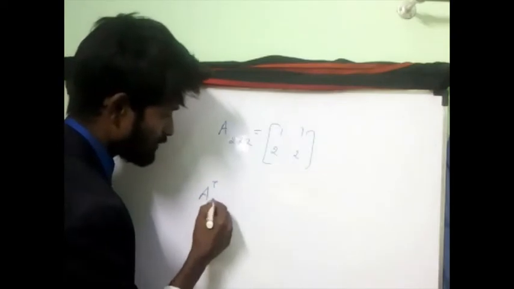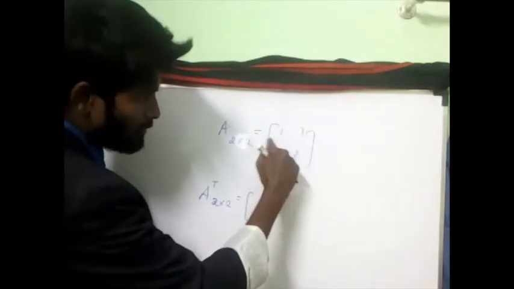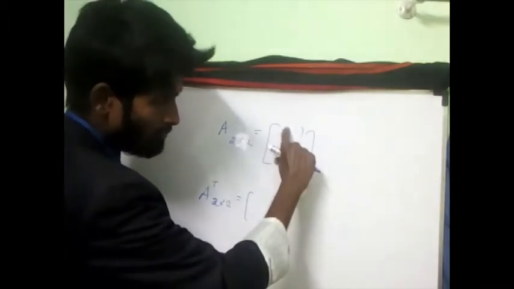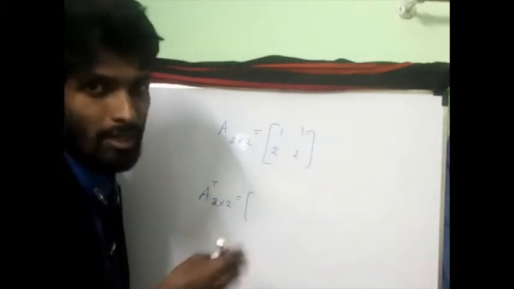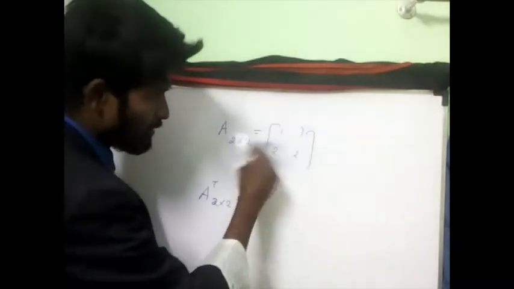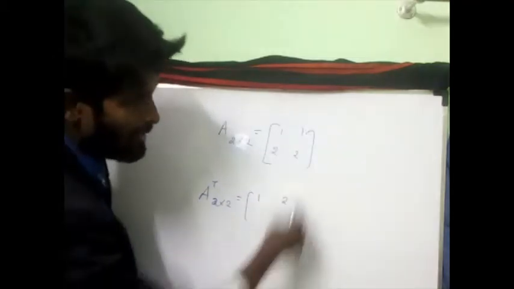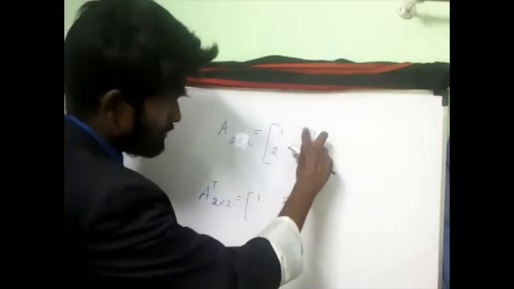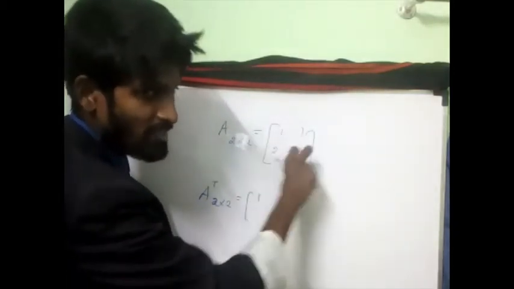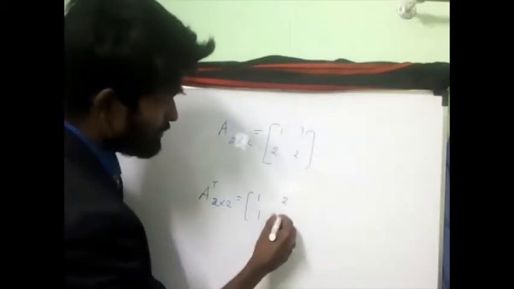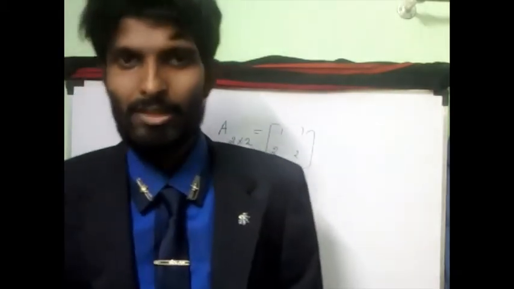So A transpose of order 2 cross 2 will be equal to: the first column you write in the form of a row. I hope everybody studied this in school, no problem. So first column to row, 1 2. And second column to row, once again 1 2. So this is the simple representation of the transpose of a matrix.